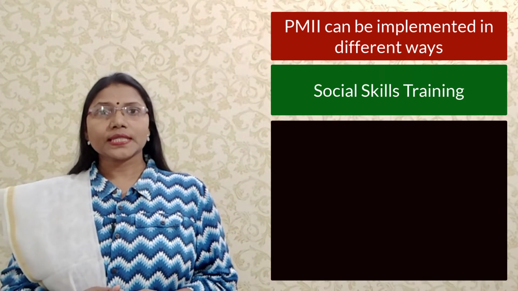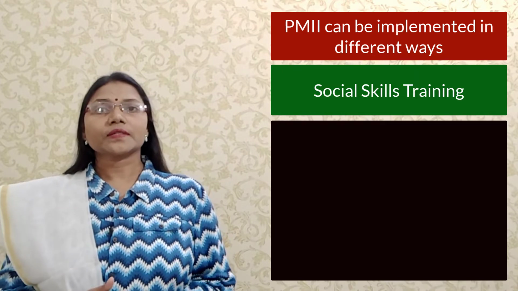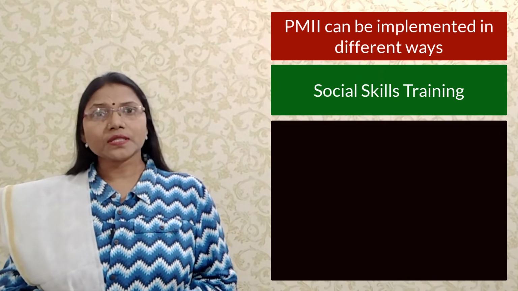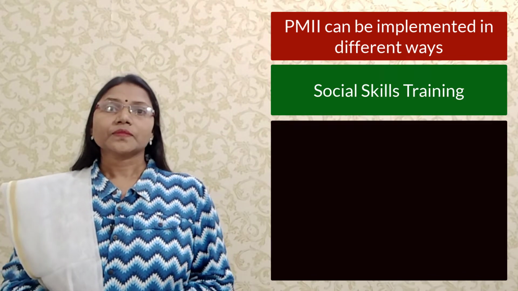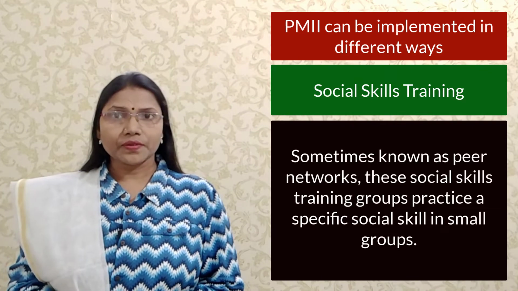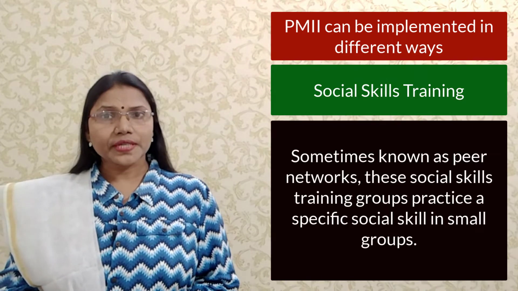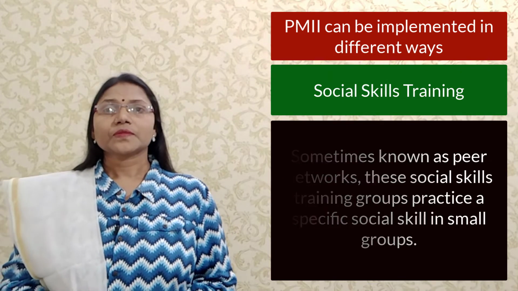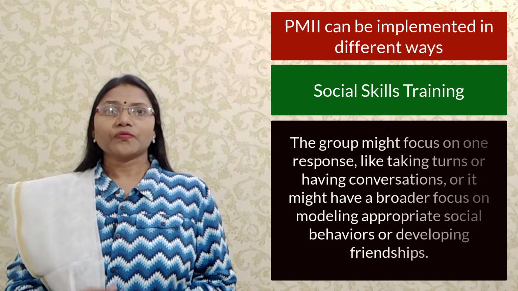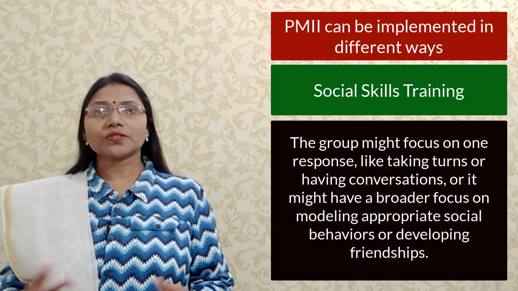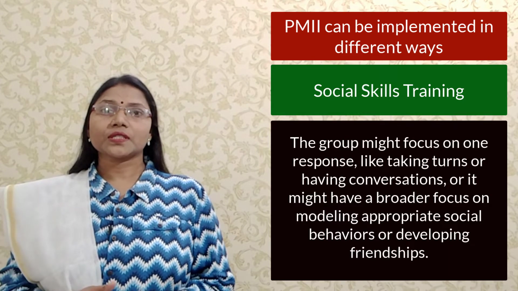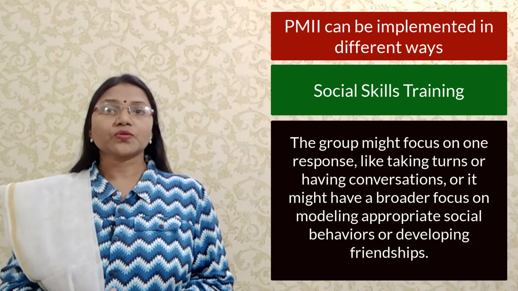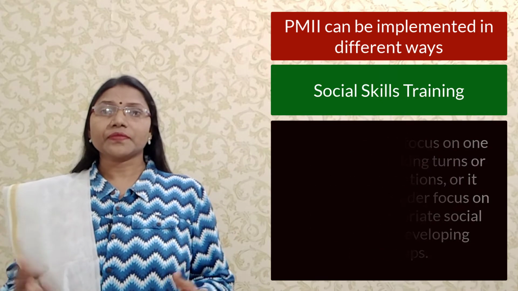Next point is social skills training. For learners with goals related to developing social skills, PMII interventions may involve social skills training, sometimes known as peer networks. These social skills training groups practice specific social skills in small groups. The group might focus on one response, like taking turns or having conversations, or it might have a broader focus on modeling appropriate social behaviors or developing friendships.